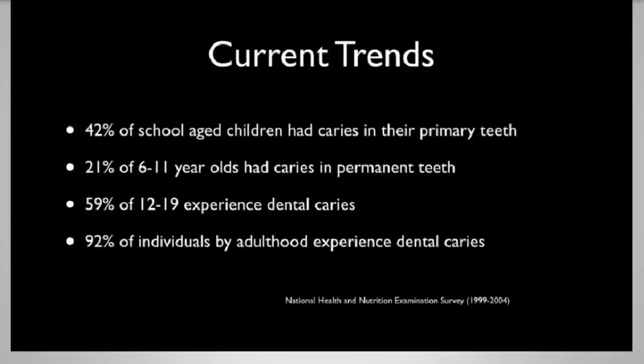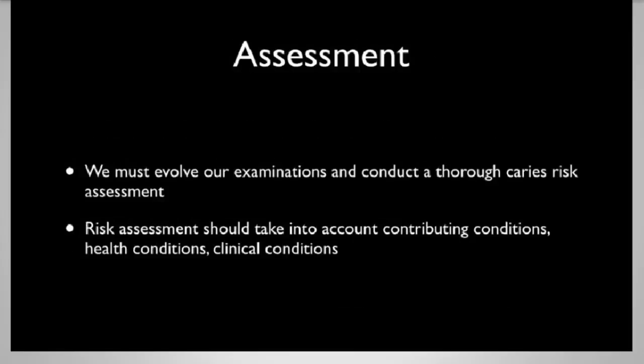When we look at the current trends with respect to caries, we see that 42% of school-aged children had caries in their primary teeth. 21% of 6 to 11-year-olds had caries in their permanent teeth. Another 59% of the 12 to 19-year-olds experienced dental caries. And 92% of all individuals by adulthood will experience dental caries. These are staggering numbers when we think about the advancements in the world around us. When we think about the technologies and medications and other things that are available today, it's truly phenomenal that caries is still such a prevalent disease. Good news is there's things we can do to help fight it. Let's discuss this a bit further.